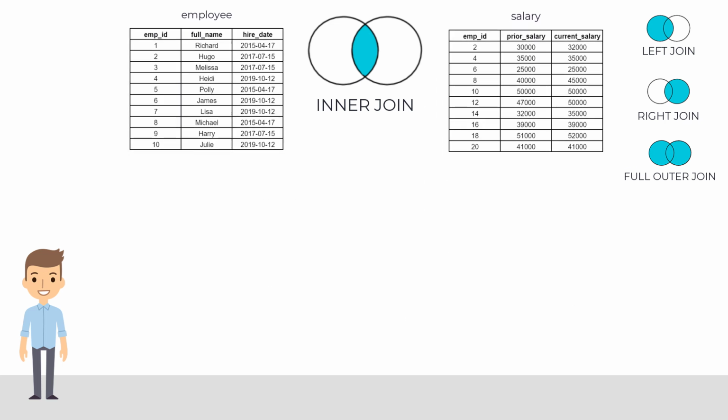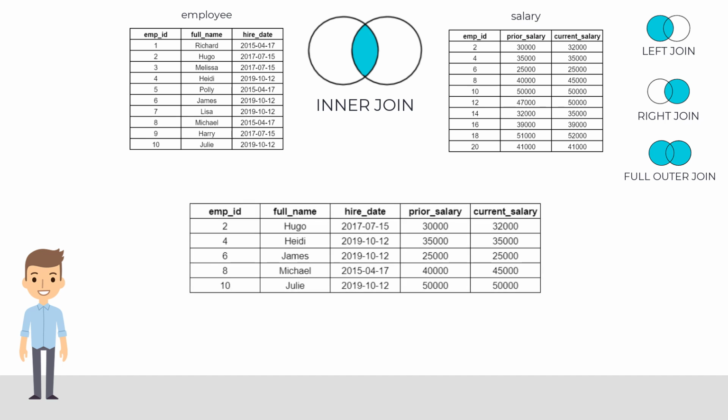So as you can see, as both tables have emp IDs 2, 4, 6, 8 and 10, these are the only values we obtain in our output once the join has been performed. This means we are now able to see what the prior and current salaries are for each employee alongside the full name and the hire date in one single table.